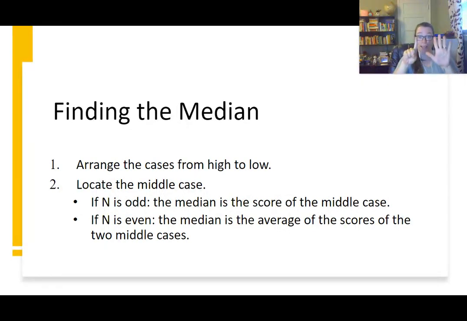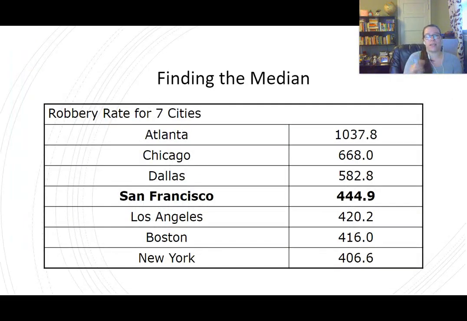However, if I have 6, and I get rid of the highest and I get rid of the lowest, and then I get rid of the next 2, then I have these 2 left, and I have to split the difference. So if n is even, I have to get the middle score, or the average of these 2 here in the middle. So, finding the median.